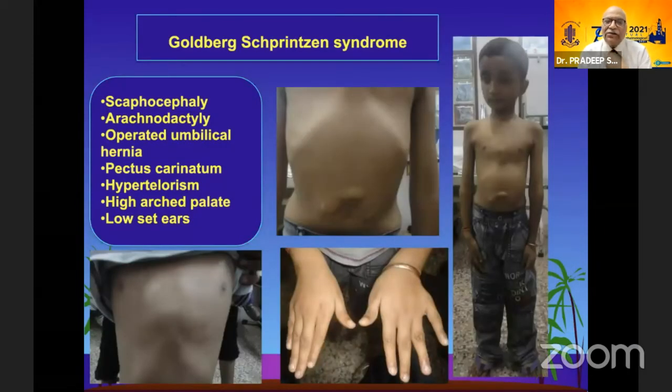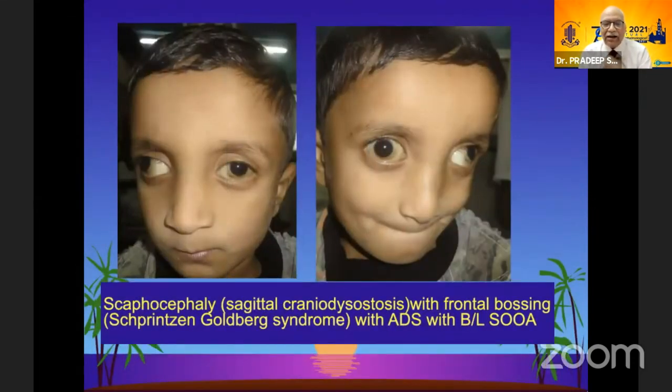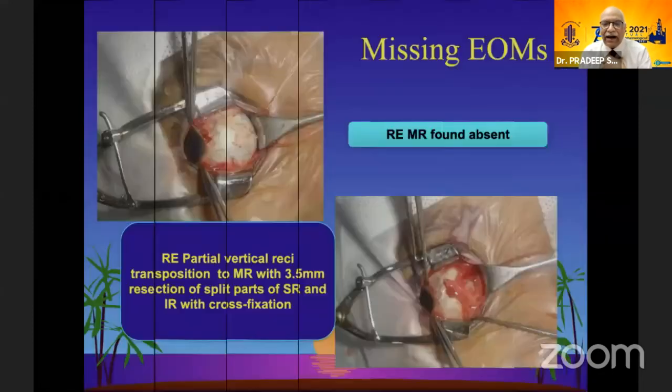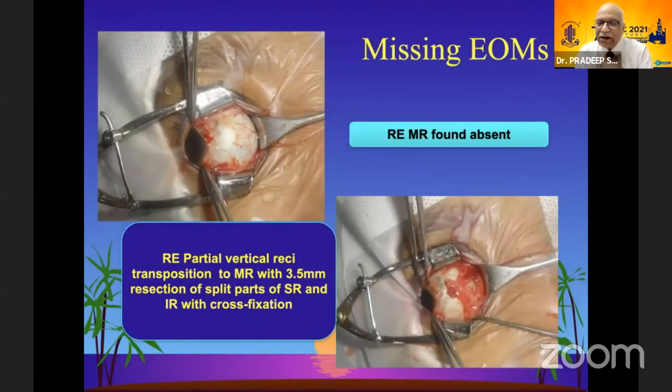Sometimes we deal with very weird exotic cases like the Goldberg-Shprintzen syndrome, which may have congenital aplasias. This is having a scaphocephaly with sagittal craniosynostosis with frontal bossing. And when we examined the eye, there was marked exotropia. The medial rectus was found absent. In such cases, you have to then use your special cap of thinking and decide what to do.